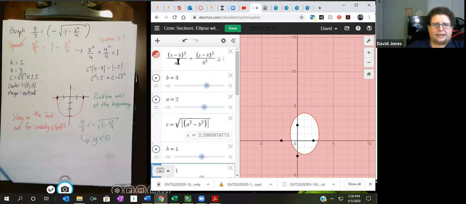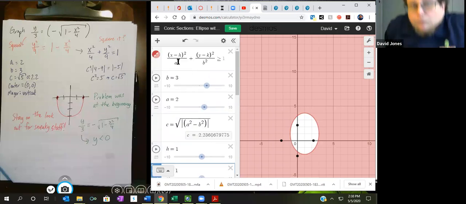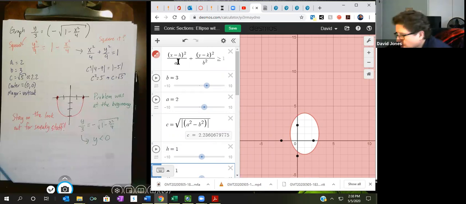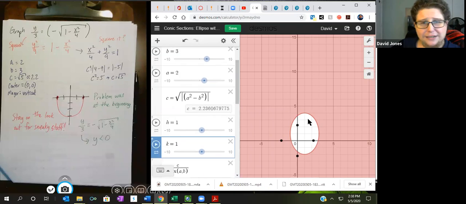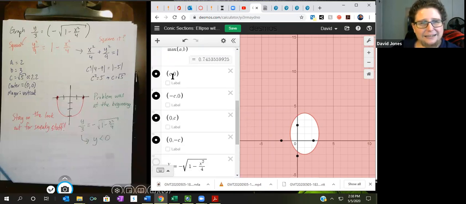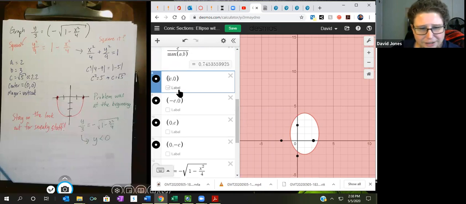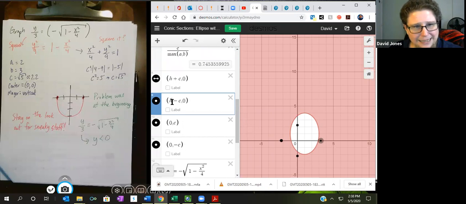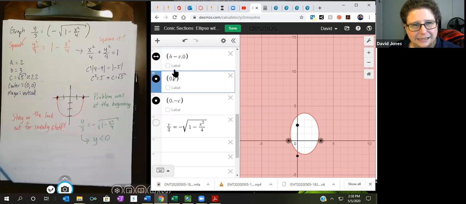What if we change it to x minus h and y minus k? Let's take a look at some of those. The focus, notice how the foci aren't in it anymore. We have to change this to h plus c, h minus c, k plus c, and k minus c.